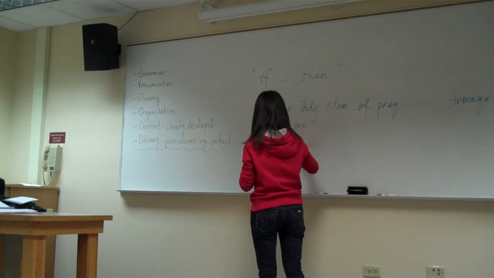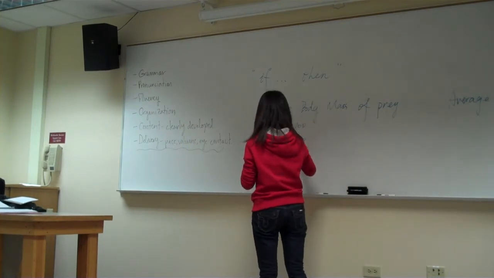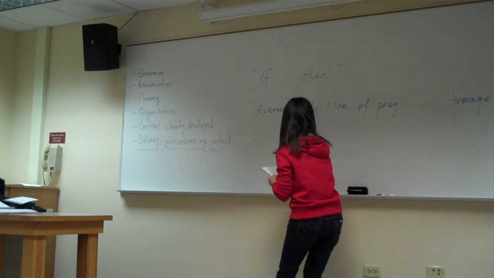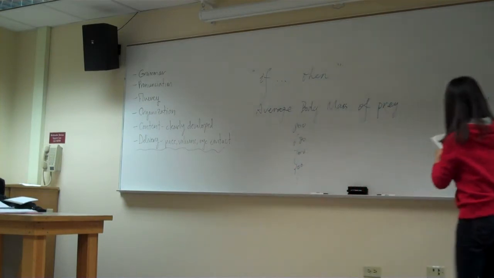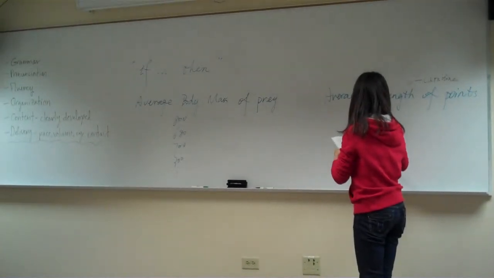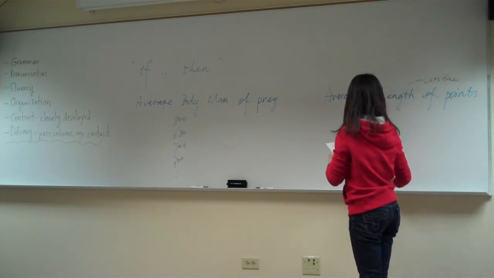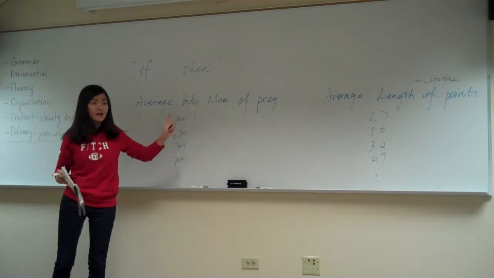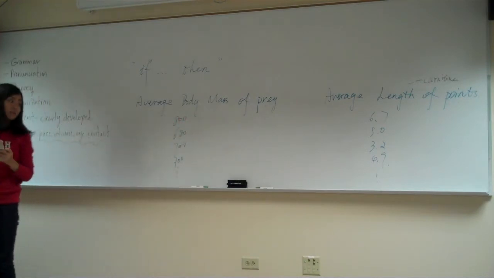Maybe 800, 700, 300, and so on. And this may be 5.0, 3.3. And now the data has been collected.